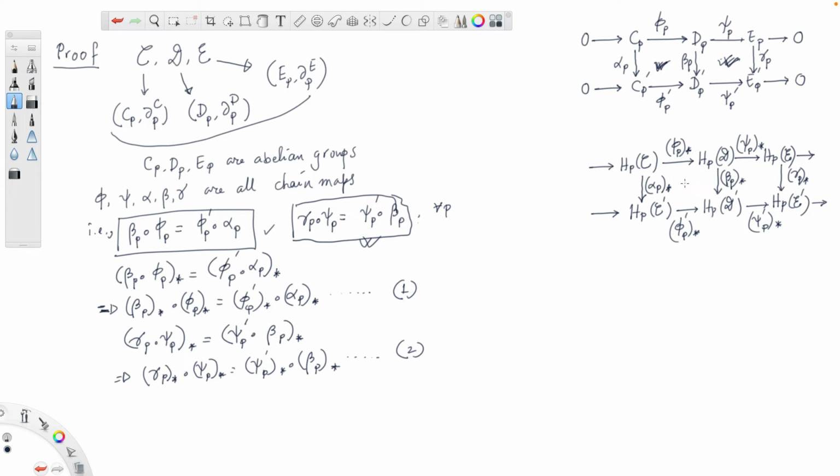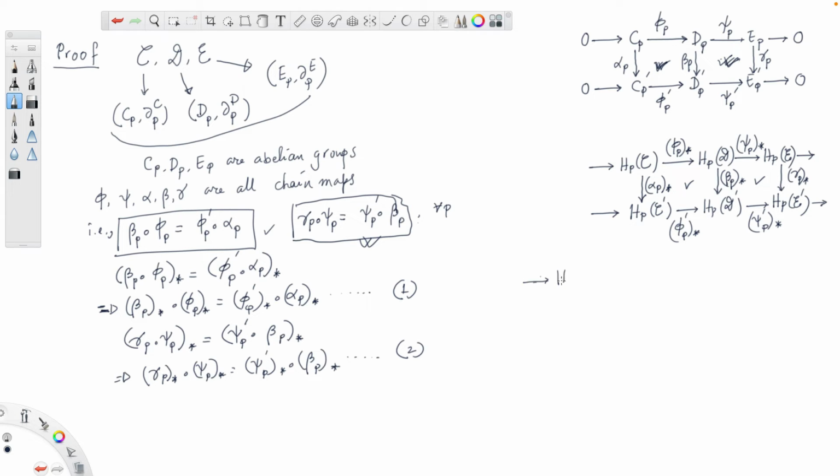Okay, these two squares commute, which follows from equation 1 and equation 2. So this proves the commutativity of the first two squares in the second diagram of the statement of theorem 1. Let me draw that diagram that we have to prove to be commutative. We have to prove that that diagram commutes. So let me draw that diagram.